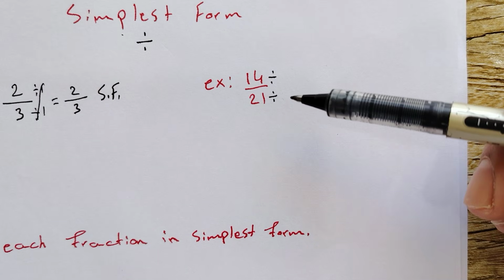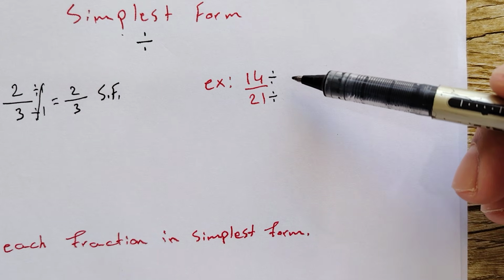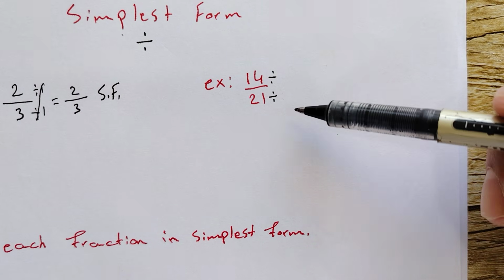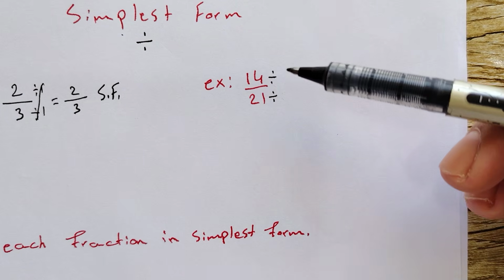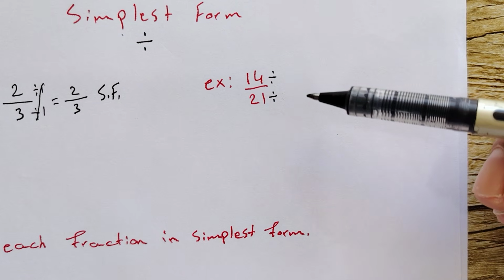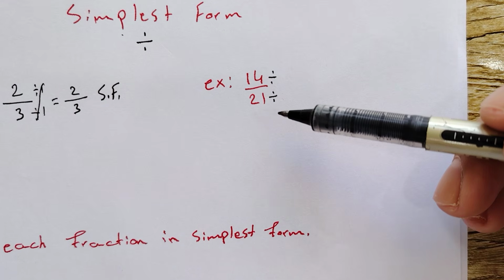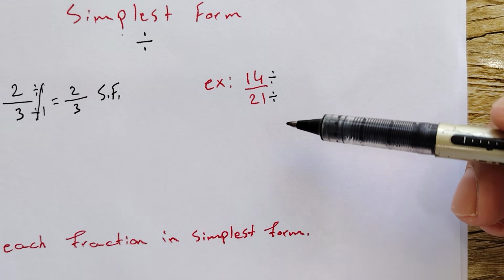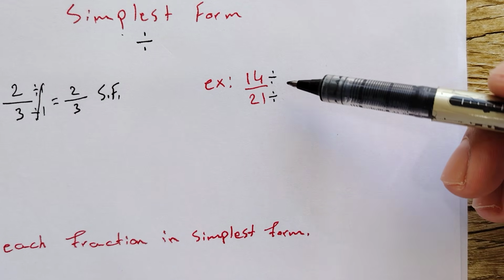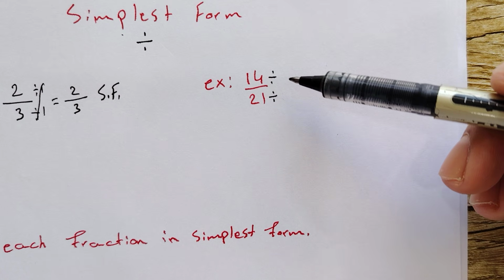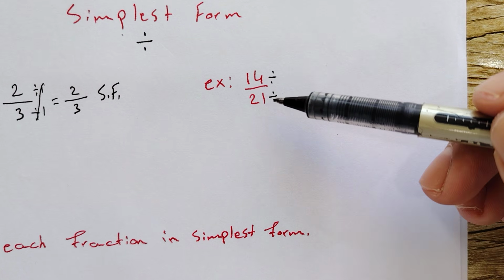Then we check 4. Do I have any multiplication of 4 that's equal to 14 and 21? We don't. Then we check 5. Do I have any multiplication of 5 that's equal to 14 and 21? We don't. Then we check 6. Same thing. We don't have any multiplication of 6 that's equal to 14 and 21.